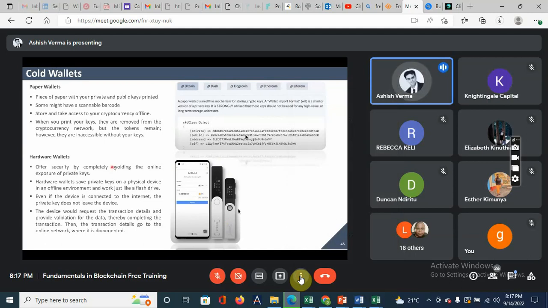This offers security by completely avoiding the online exposure of private keys. So if you're not going online, it's highly impractical for anybody to crack your USB device unless they have physical possession of it. Hardware wallets save your private keys on a physical device like this one. Even if the device is connected to the internet, the private key does not leave the device, it remains there. The device would request the transaction details and provide validation for the data.